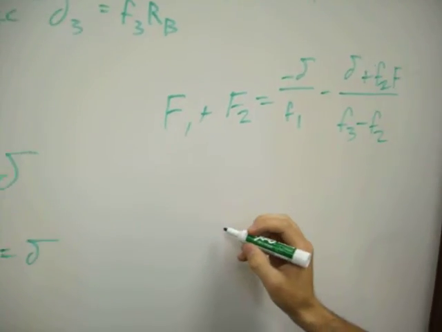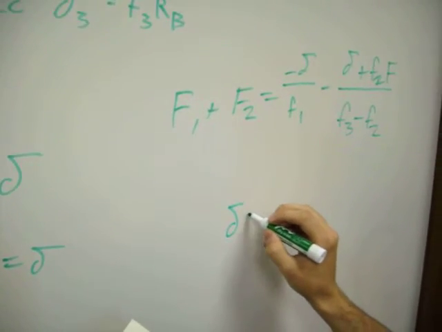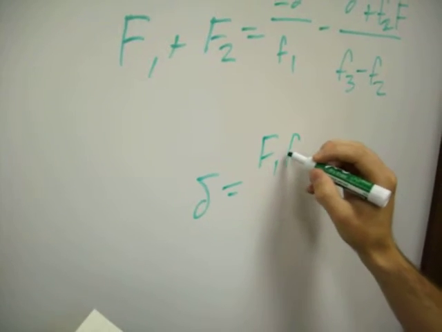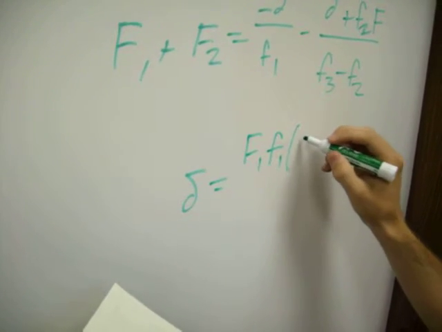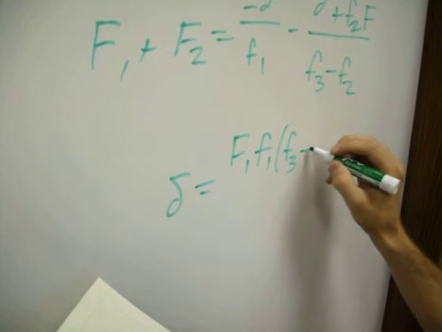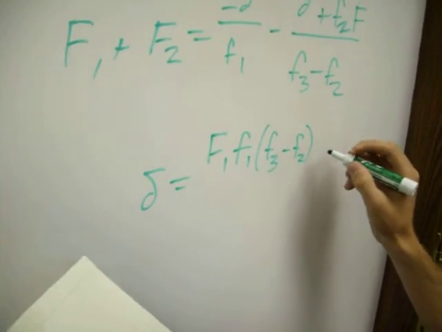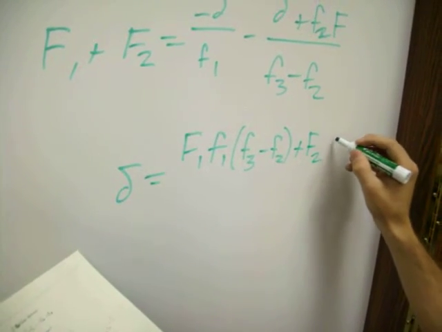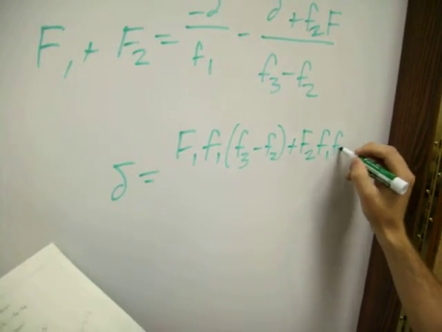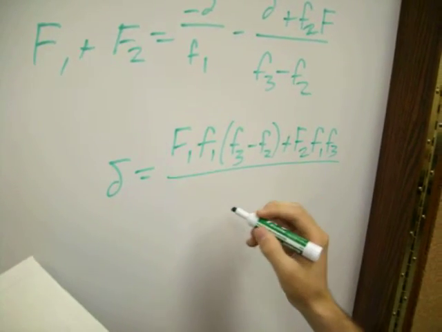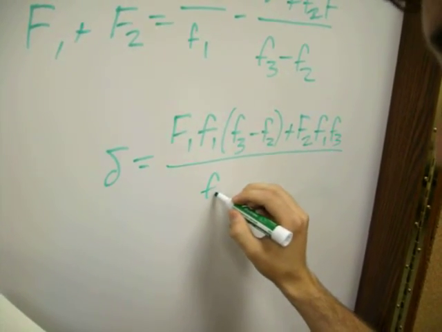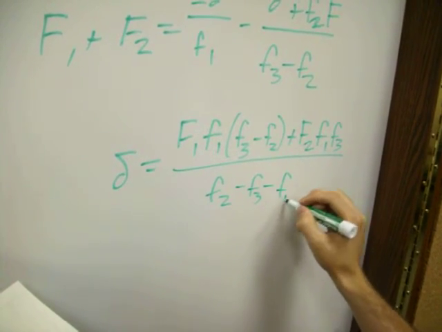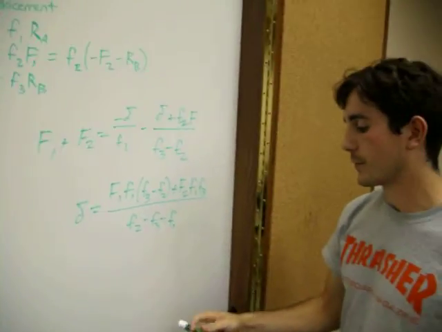After much algebra, we can find that the displacement is then equal to the force 1 times the flexibility 1 times the quantity flexibility 3 minus flexibility 2 plus the force 2 times flexibility 1 times flexibility 3 all over the quantity flexibility 2 minus flexibility 3 minus flexibility 1. And there is your equation for displacement.